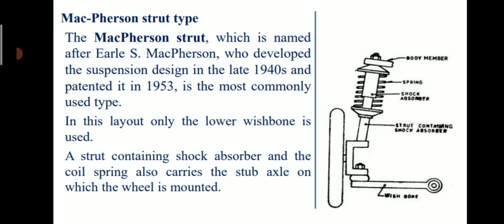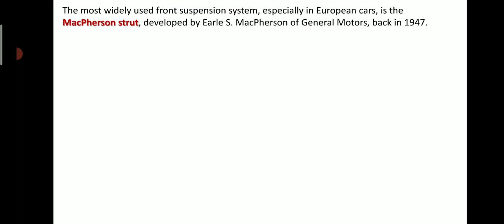The McPherson strut, which is named after Earl S. McPherson, who developed the suspension design in the late 1940s and patented it in 1953, is the most commonly used type. You will see the picture of this type of suspension here also. In this layout, only the lower wishbone is used. There is only one wishbone at the lower side. A strut containing a shock absorber and a coil spring also carries the stub axle on which the wheel is mounted.